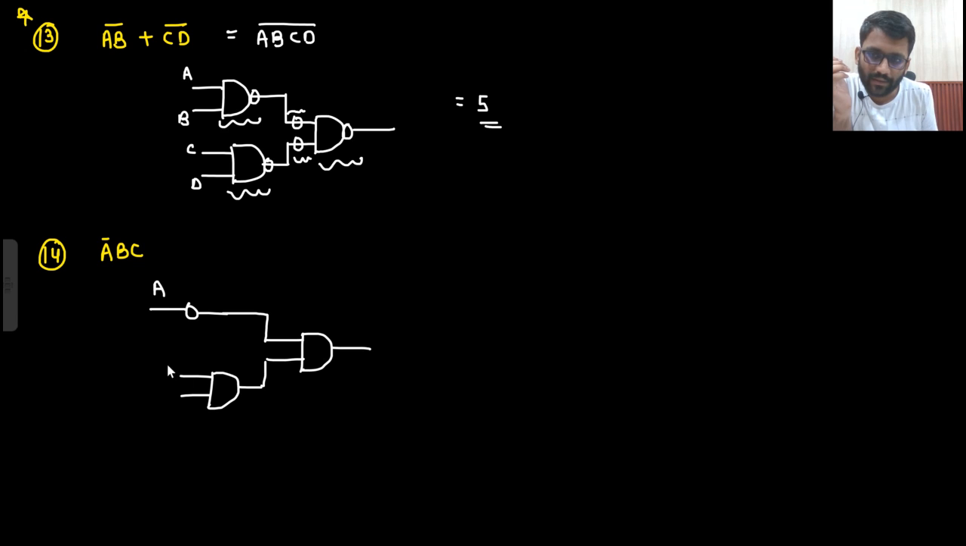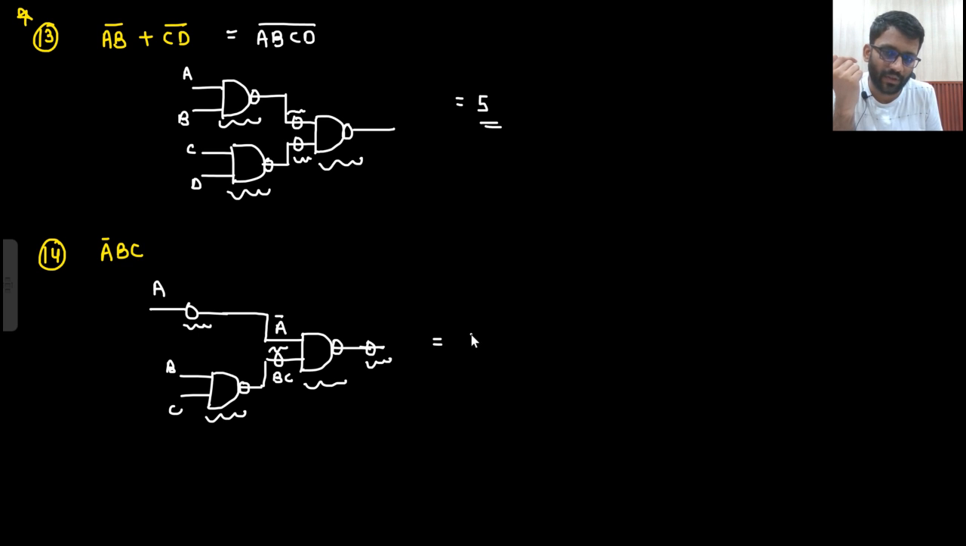This is my A, this is BC. So A bar BC. Answer will be A bar BC. But I need to use NAND gate. So this inverter will come here, another inverter will come here, this inverter will come here, and then another inverter will come here. 1, 2, 3, 4, and 5. So answer is 5. A bar BC, answer is 5. You cannot do anything about it.